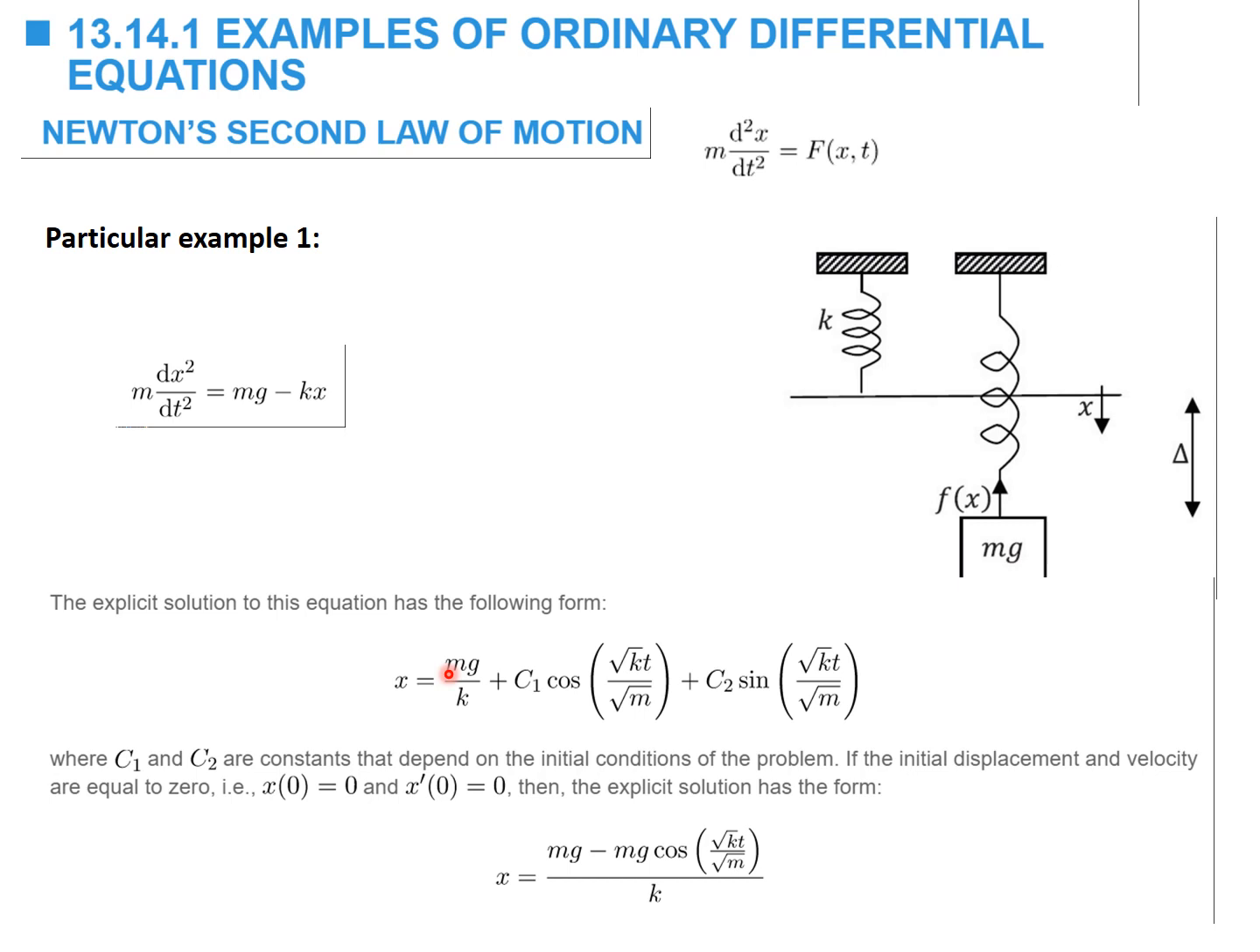This is an easy differential equation that we can solve, and the solution for this equation is given in front of you. The position is equal to mg over k plus a constant multiplied by the cosine of a term that is a function of t, plus another constant multiplied by the sine of some constants, some parameters, as a function of t. And so what this predicts is, depending on the initial conditions, this mass will be oscillating around a particular position.